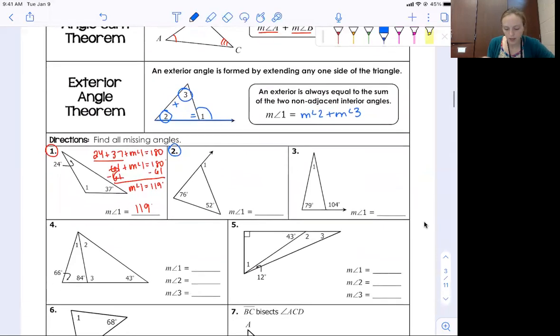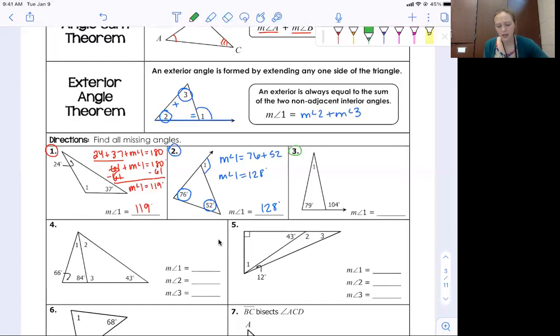Problem 2 has this exterior angle here, and then the two non-adjacent interior angles. So the two angles on the inside of the triangle that are farthest away from angle 1, the one I need, are 76 and 52 degrees. So I know that the measure of angle 1, my exterior angle, equals 76 plus 52. And 76 plus 52 gives us 128. So the measure of angle 1 equals 128. Okay, let's look at that in a slightly different problem now on number 3.